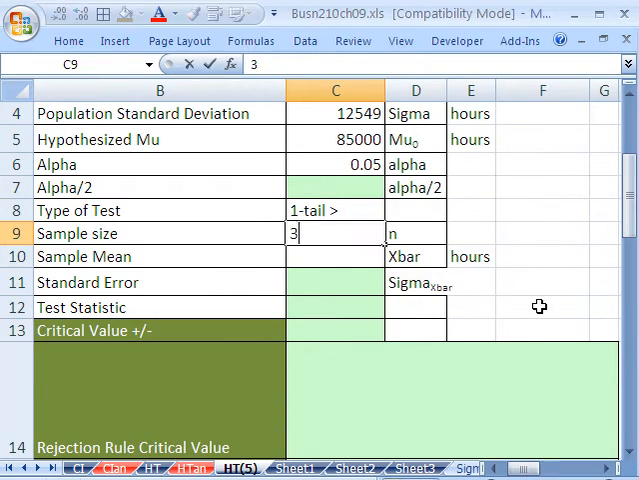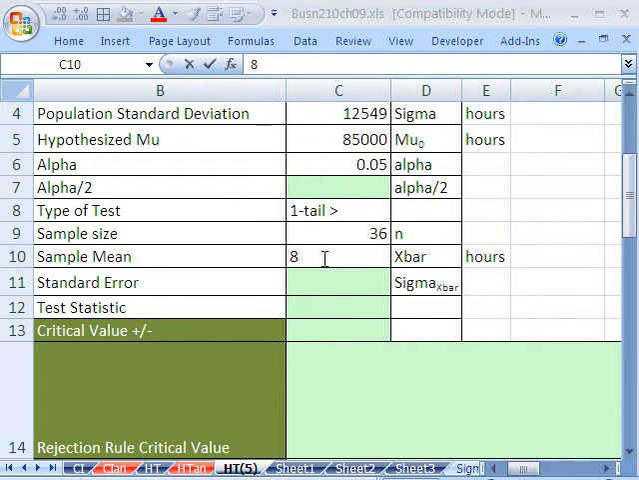Sample size, 36. Sample mean, 8,595. Now, hey, watch this. Notice there's a comma there. When I Control Enter, notice there's no comma there. That's called formatting as you type. That number gets stored. That's just like a number formatting. All right, we have our input data. Now we can calculate our values.